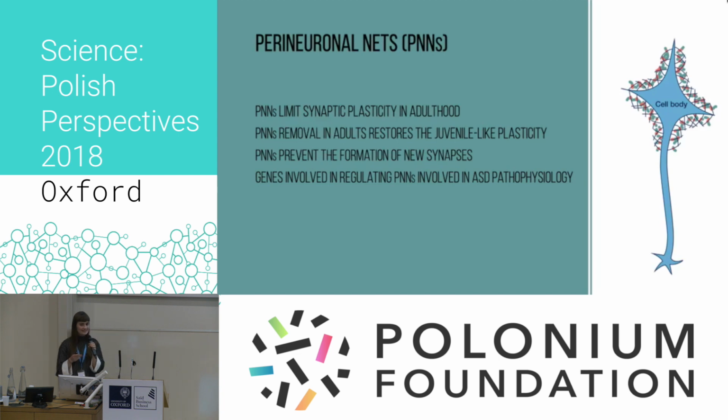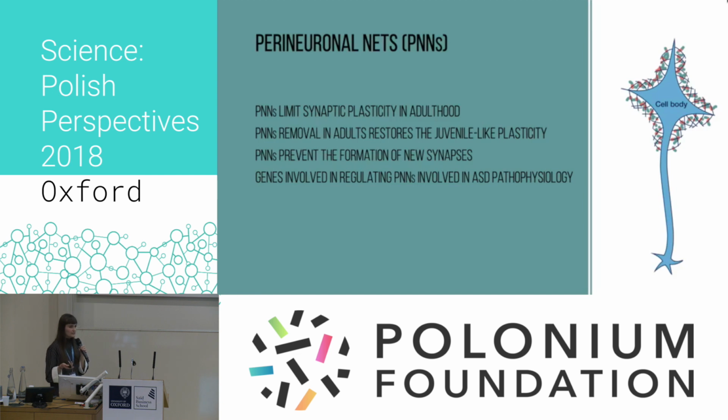Perineural nets are tiny structures that form lattice-like nets around different neurons in your brain. Basically, they develop as we grow older, and by the time we reach the critical period of our development, they're fully established. They limit plasticity in our brain. But interestingly, studies show that if you get rid of the nets in your brain, you can restore juvenile-like plasticity. So the adult brain can actually have the plasticity of a young brain again.